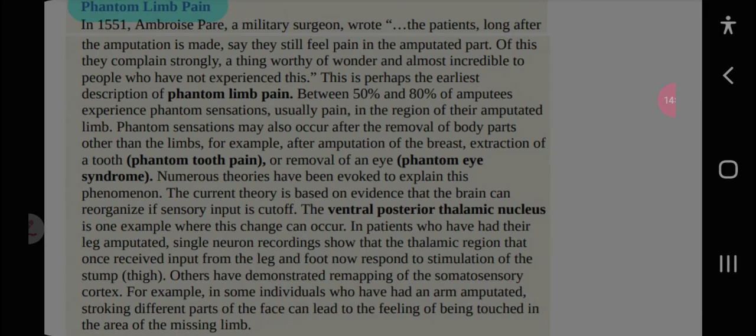Others have demonstrated remapping of the somatosensory cortex. For example, in some individuals who have had an arm amputated, stroking different parts of the face can lead to the feeling of being touched in the area of the missing limb.